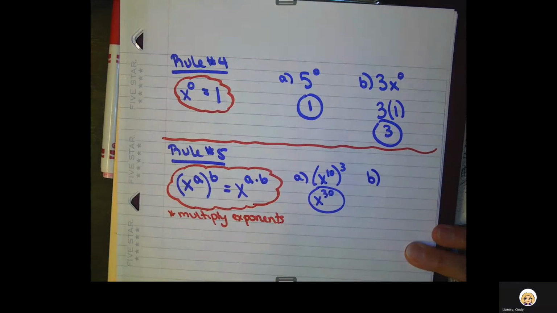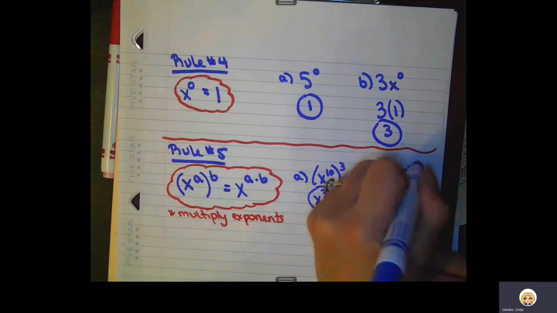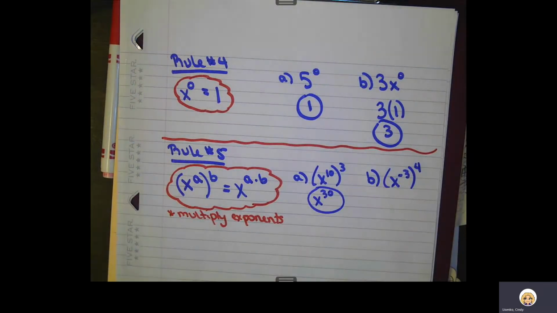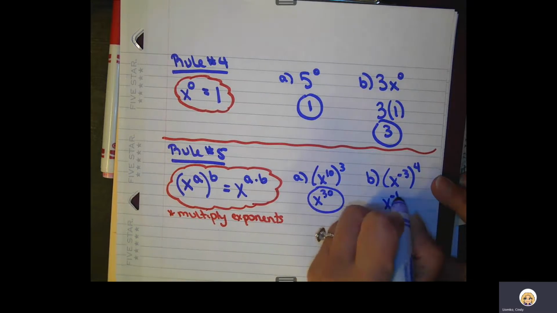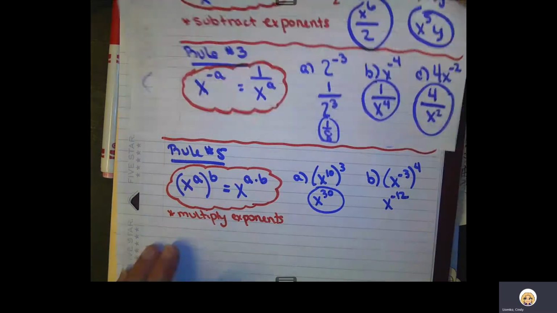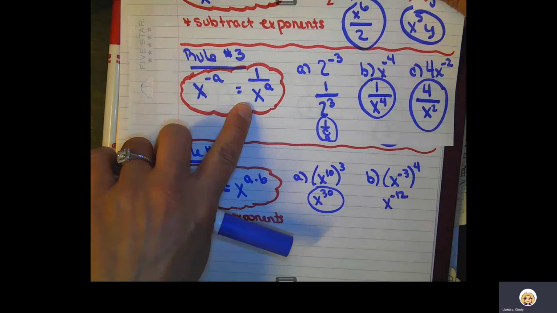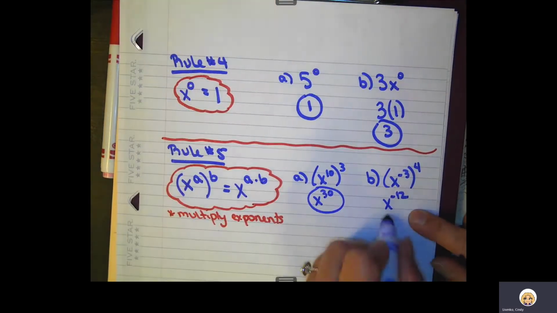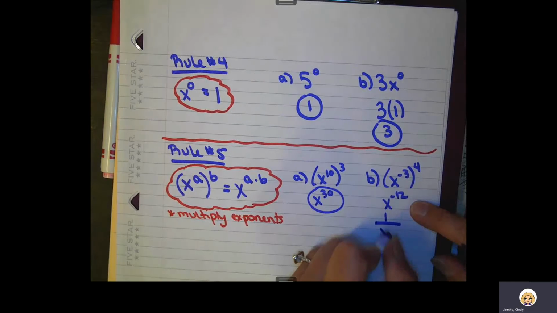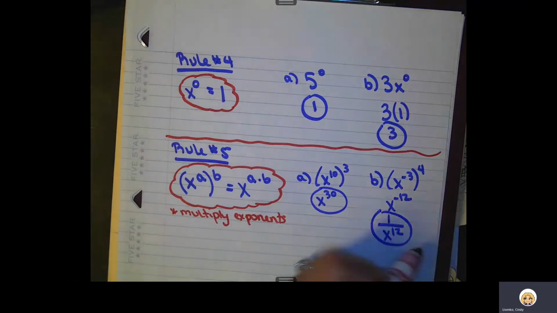Example B, if you have in the parentheses x to the negative third power, and you want it to the fourth power, remember the first thing you would do is multiply. You can take care of the negative later, but we're going to simplify first by multiplying to have only one exponent. So negative 3 times 4 is negative 12, so we have x to the negative 12. According to rule number 3, you cannot leave a negative exponent in your answer, so we're going to put it over 1 and make the exponent positive. So we put 1 on the top and change x to the negative 12 to x to the 12th power. There's your simplified answer. 2 more rules.